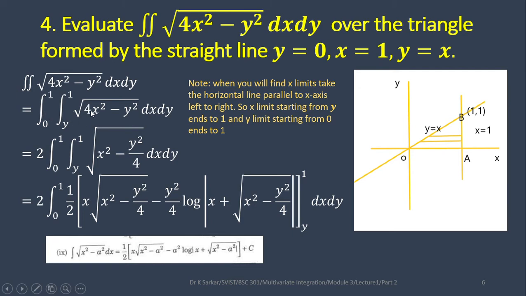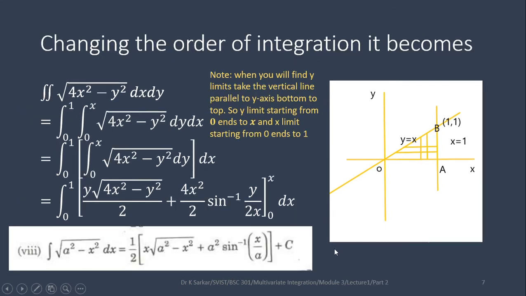Now take 4 common from the square root and take it outside. It becomes the special formula of integration. This is given here, and apply that. After applying, you look, the terms become very complicated to integrate. So it is not possible, or it is very difficult, to integrate. Therefore, in this case, we will change the order. So let us change the order. After changing, it becomes like this.